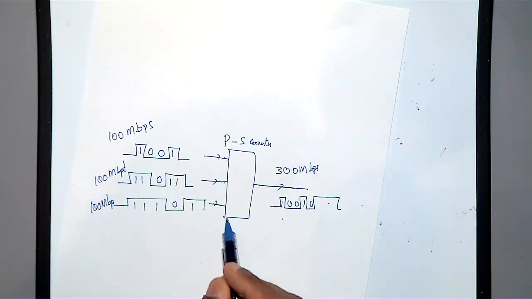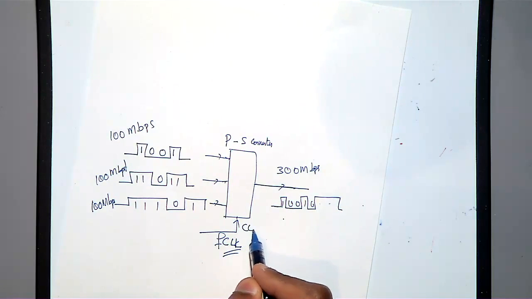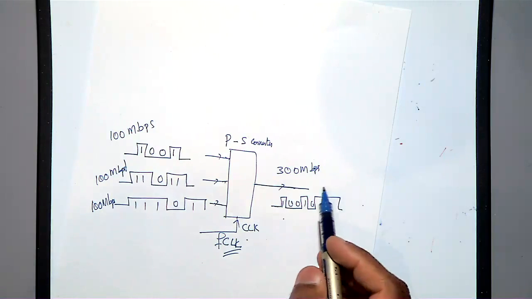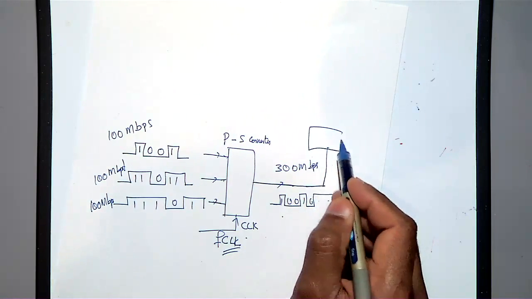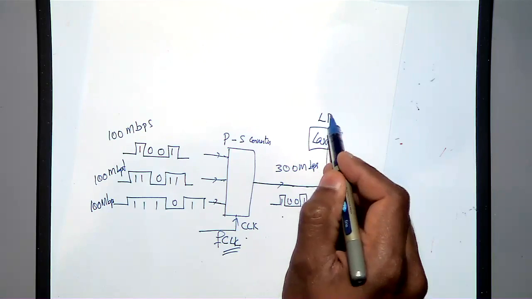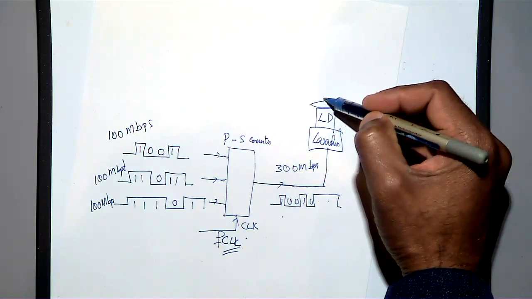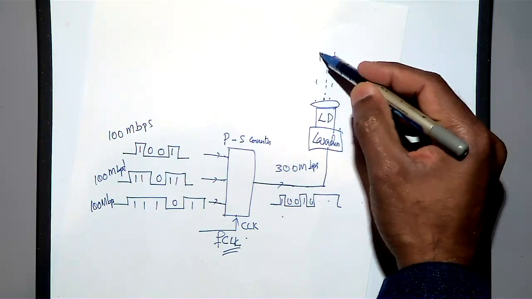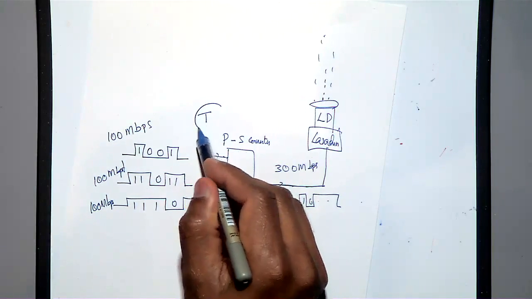When you do a conversion, you need a clock. Then you will be connecting a clock here, a clock frequency, FCL, because then only you can do the conversion. And after this, usually you connect maybe a laser driver, and then there is a laser diode, LD, and then maybe there is some optics. Then the data will be going like this to some area. So this is the transmitter part of a communication, a simple laser communication system.